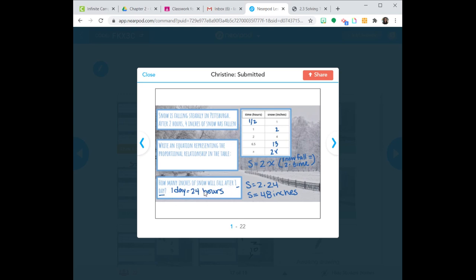You all pretty much realized that if I was talking about hours in my table, then you had to go ahead and figure out how many hours were in a day. So I said 1 day is equal to 24 hours. So then 2 times 24 gave you 48 inches. Okay, you guys did really well on that. Again, a lot of the issues I see are just with how you're writing it, which is exactly where we want to be right now.